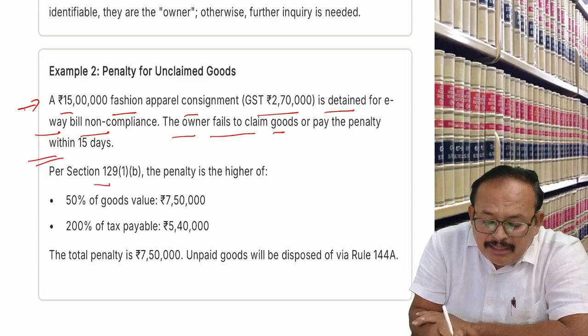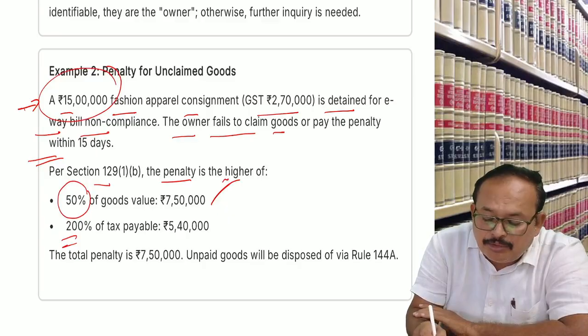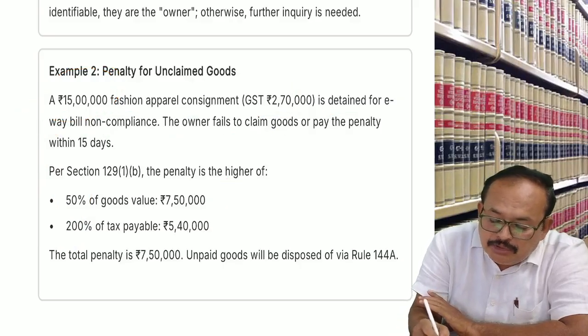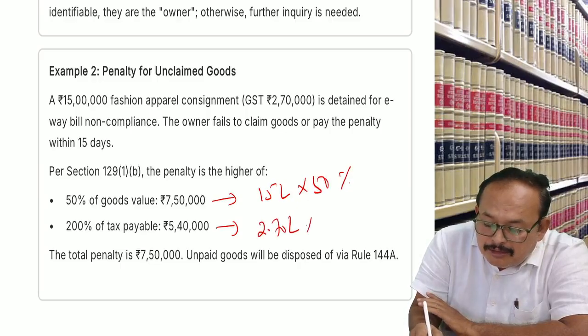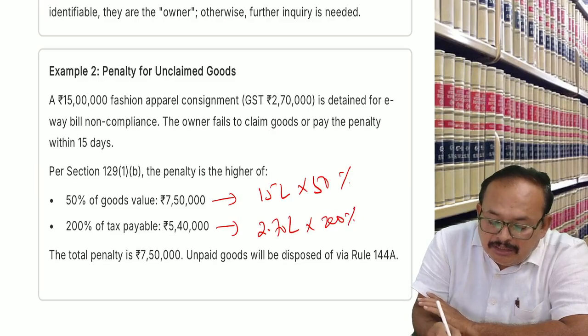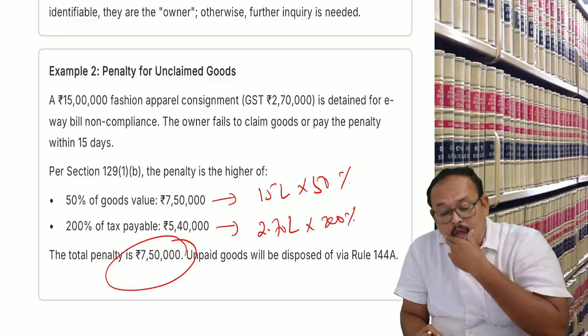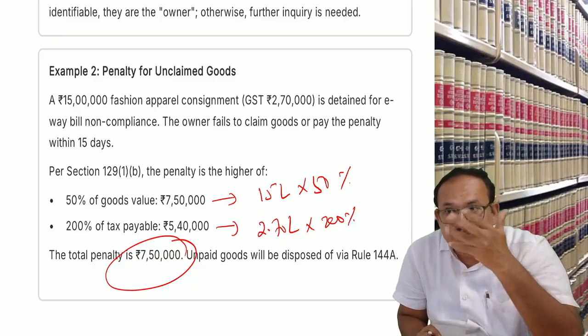As per 129, the penalty is 50% of the value of the goods. How much? 7,50,000, or 200% of the tax amount, whichever is higher. So here, how did you get 15 lakhs, 50%? How did you get 200%? The higher amount is 7,50,000 penalty. Is that clear? If not paid within 15 days from the date of seizure.